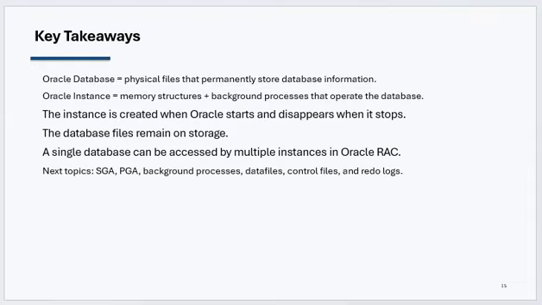Let's summarize everything we have studied in these slides. The Oracle database is the collection of physical files that permanently store database information. The Oracle instance is the combination of memory structures and background processes used to operate the database. The instance is created when Oracle starts. The instance disappears when Oracle shuts down. The database files remain on storage even when the instance is stopped. And finally, in Oracle RAC, multiple instances can access the same database. If you understand these concepts, you already have the foundation required to understand the Oracle database architecture.